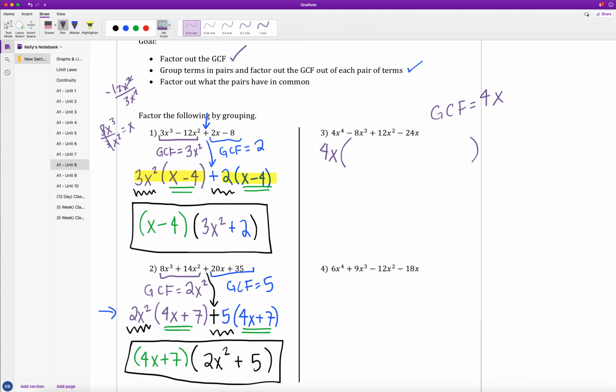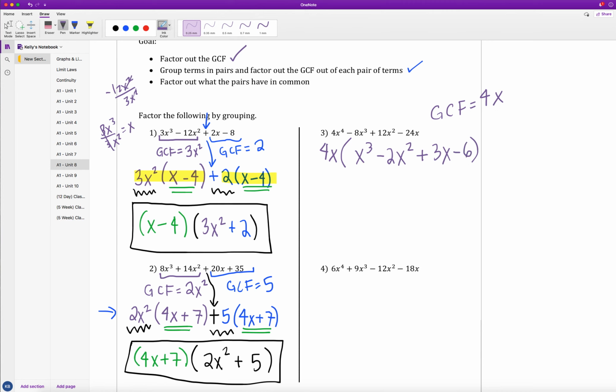So when I factor out a 4x out of all 4 of these terms, what are we left with on the inside? For our first term, 4x to the 4th divided by 4x will leave me with just an x cubed. Negative 8x cubed divided by 4x will leave us with negative 2x to the second. And then 12x squared divided by 4x will leave us with a 3x. And then negative 24x divided by 4x will leave us with a negative 6. Let's see if we can fit it.